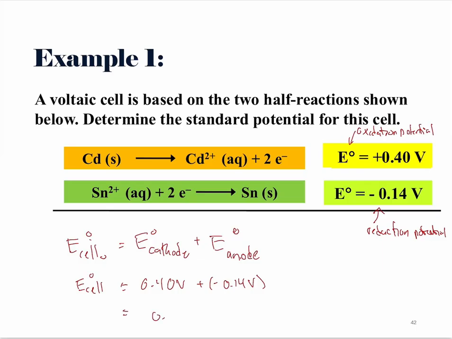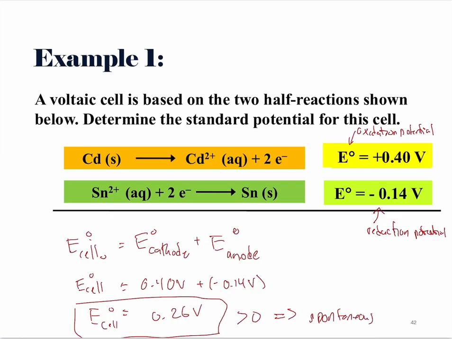That gives you 0.26 volts as the standard cell potential. The standard cell potential is saying that this is going to be lower in potential value. It's going to be a more positive value than the anode. The anode is a large negative value, so the potential is going to move from high to low, which is what gives us a positive sign. So this is greater than 0, which means this will be a spontaneous reaction.